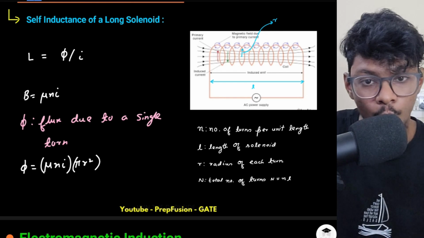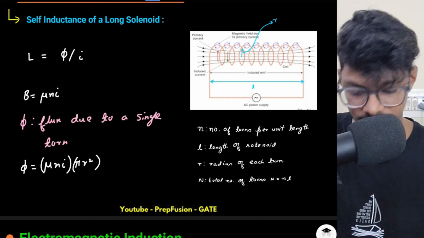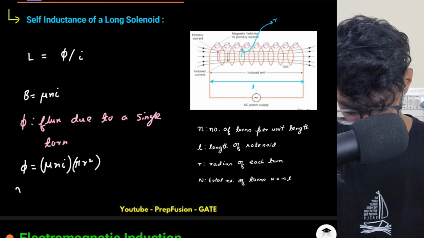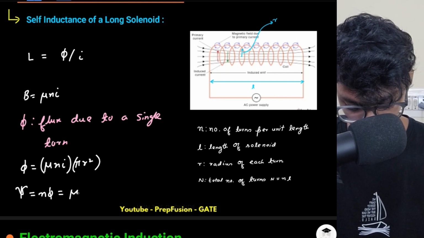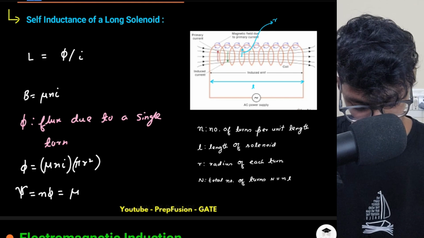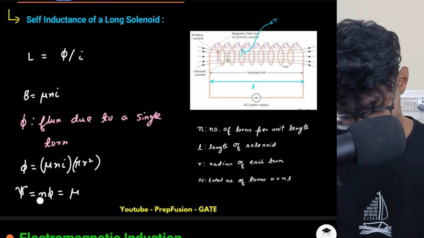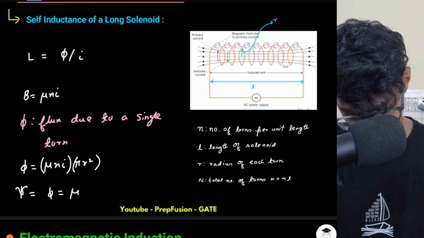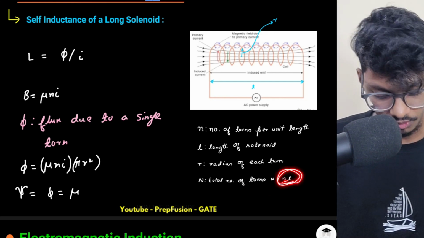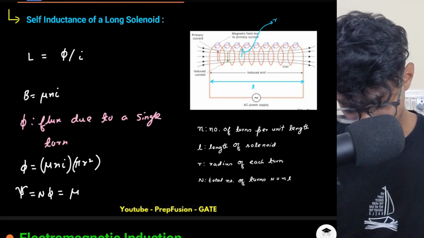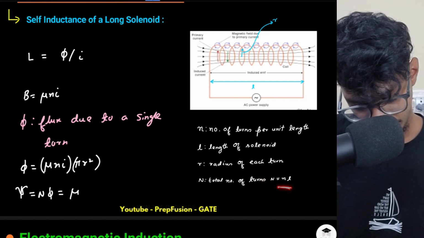Now, what will be the flux due to N turns? The magnetic field is crossing N number of turns, so the total flux psi will be N phi. Here small n is the number of turns per unit length, and capital N is the number of turns of the coil, which is equal to small n into L. So I can replace this with capital N equals n into L.